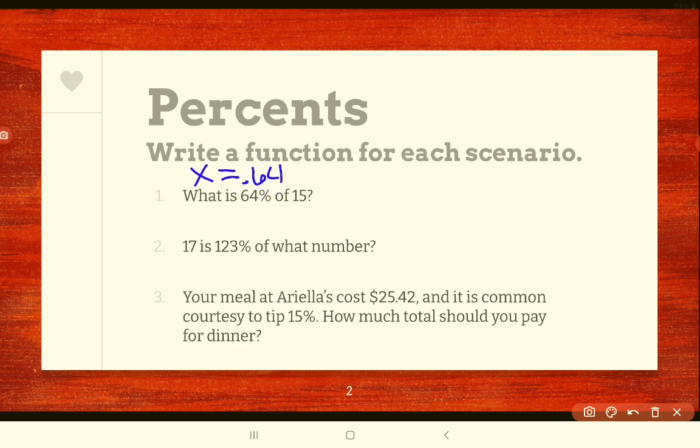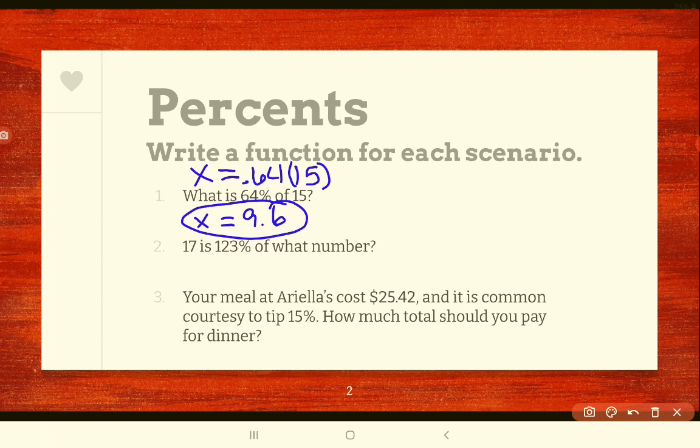Okay? Then I get to the word of. Of means multiply, and usually when we write an equation, we use parentheses to stand for multiply. What am I multiplying by? 15. So how do I find x here? Well, all I have to do is type in 0.64 times 15. And your calculator tells you that that is 9.6. So 9.6 is 64% of 15.